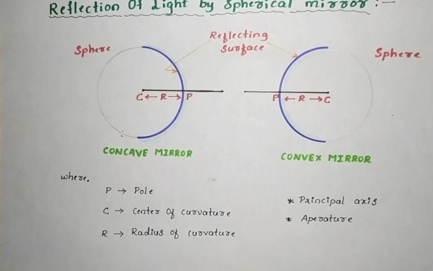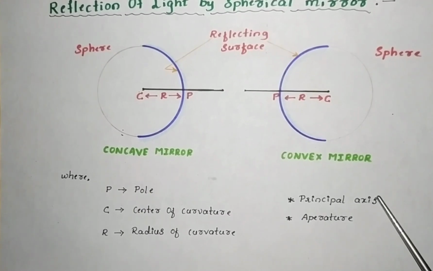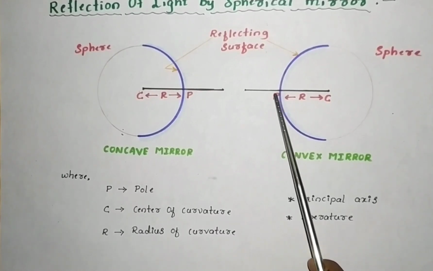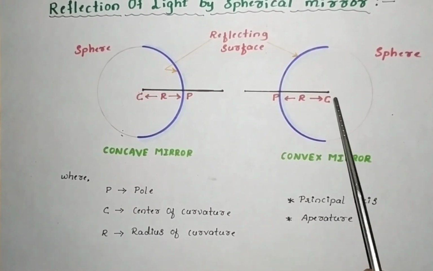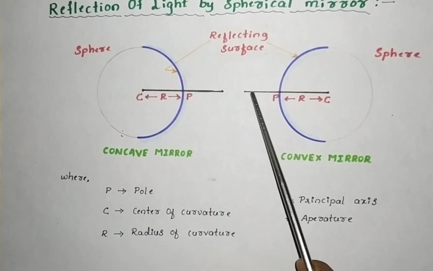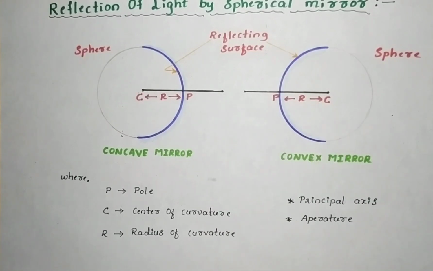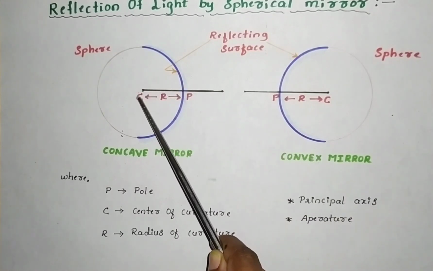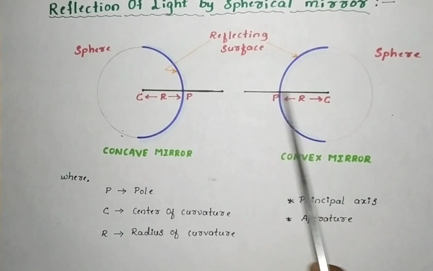Now, the next point is principal axis and aperture. Principal axis. As we know, the head of the institute is only one person. Likewise, only one axis is passing through pole and center of curvature. So this straight line is called the principal axis. You can observe that straight line. This straight line is passing through pole and center of curvature. So this straight line we can call the principal axis.